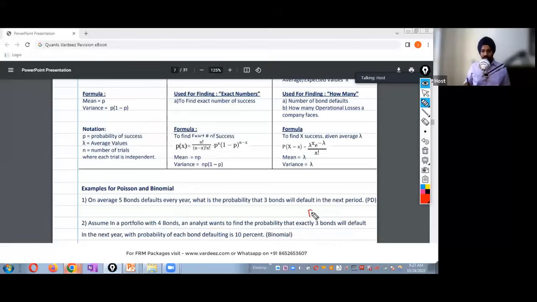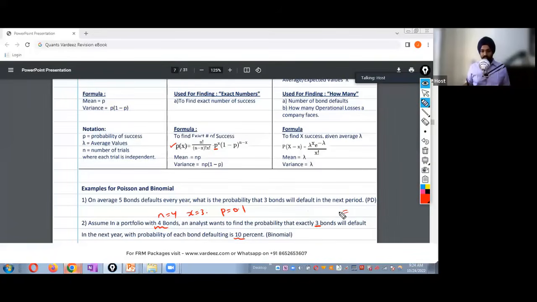So the probability that exactly 3 bonds will default is going to be this particular formula. What is n? N is the number of things that we have. N is equal to 4. What is x? X is something you want to find, exactly 3. So x is equal to 3. Do we need the probability? Yes, we do need it, and it's going to be mentioned on the exam. The probability of default, the p, is 10%, which is 0.1. Now just plug in the formula and you have your answer.